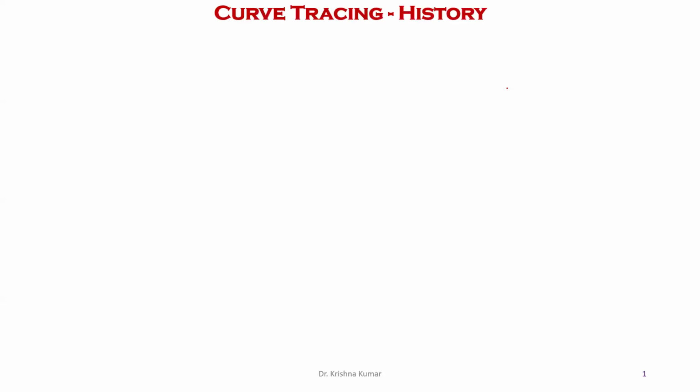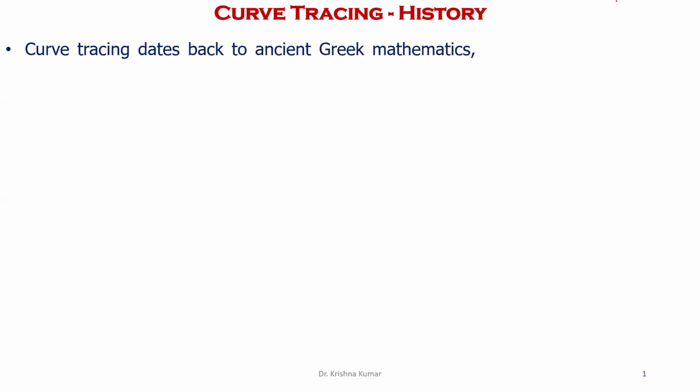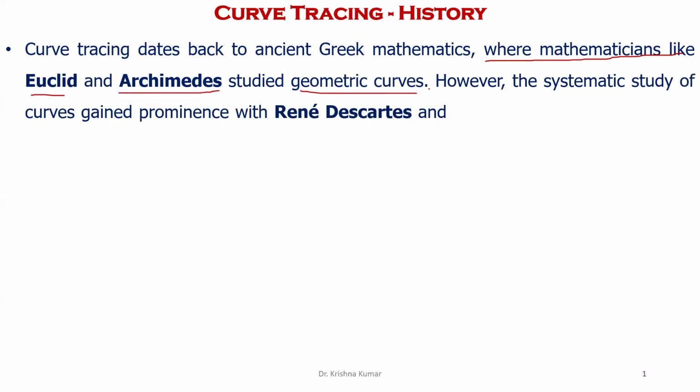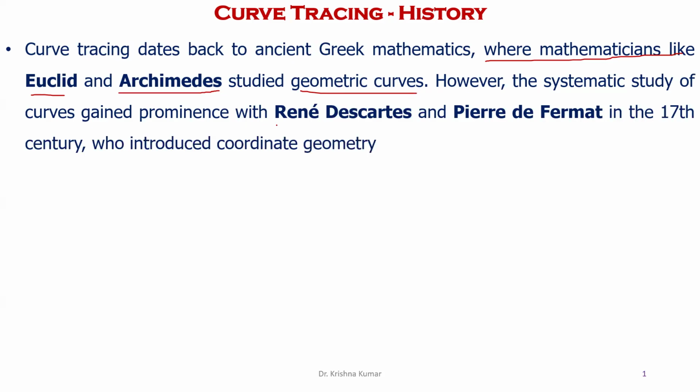In this lecture, we discuss curve tracing. So let us first take what is the history of curve tracing in modern mathematical science. Curve tracing dates back to ancient Greek mathematics, where mathematicians like Euclid, Archimedes studied geometric curves. However, the systematic study of curves gained prominence with René Descartes and Pierre de Fermat in the 17th century, who introduced coordinate geometry.